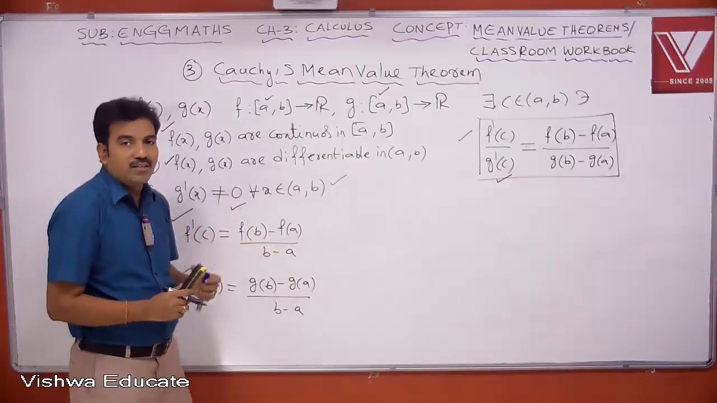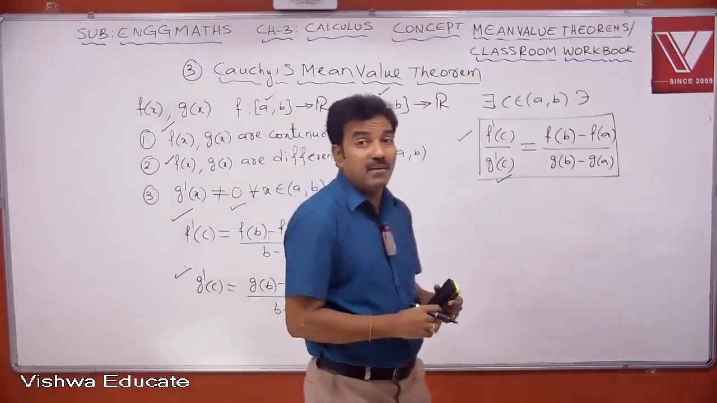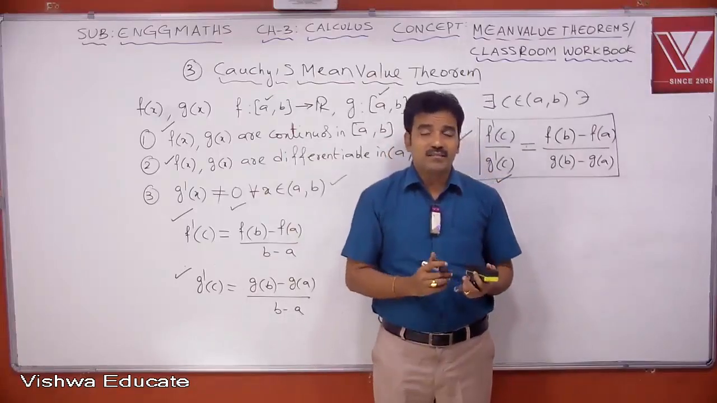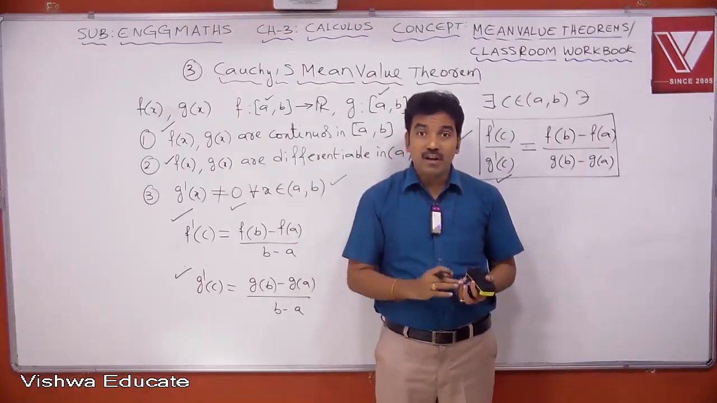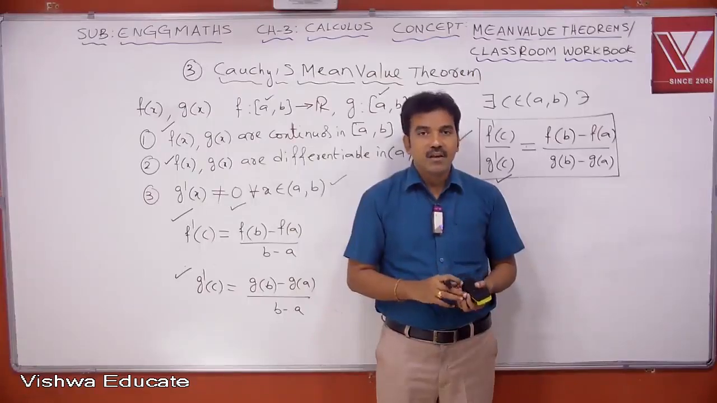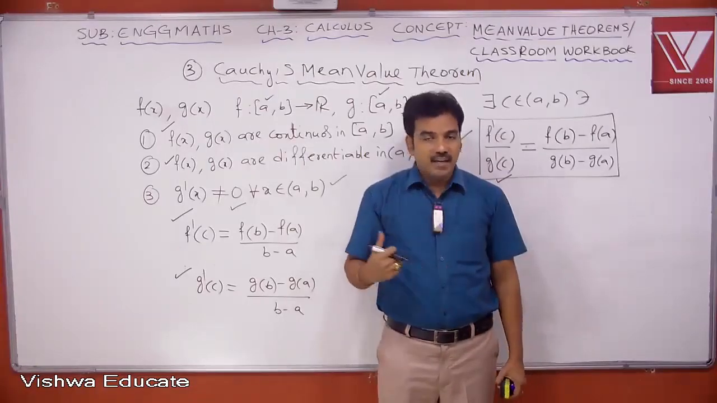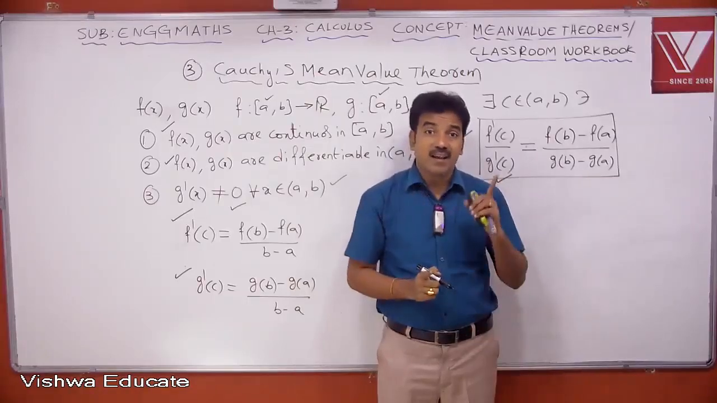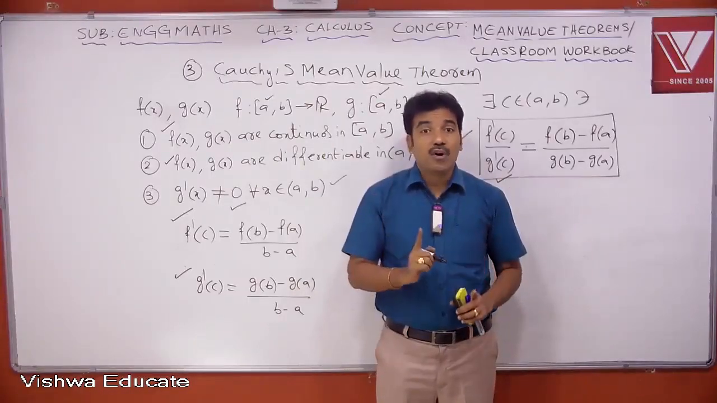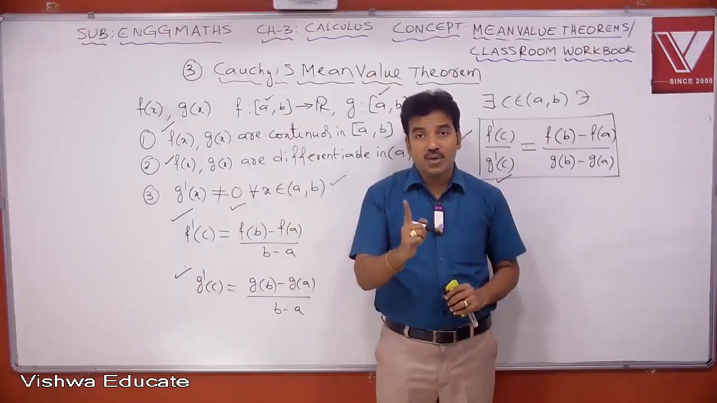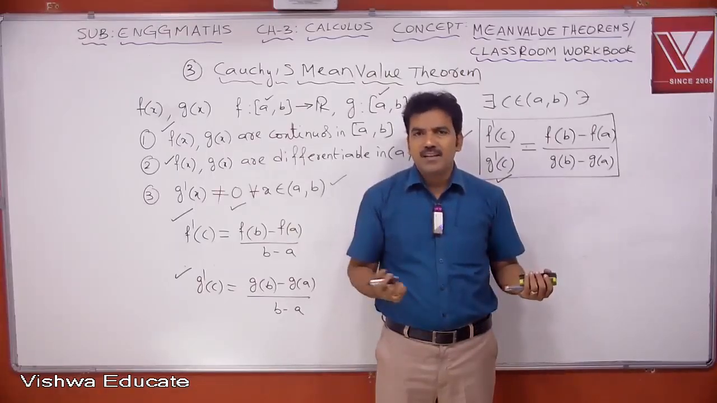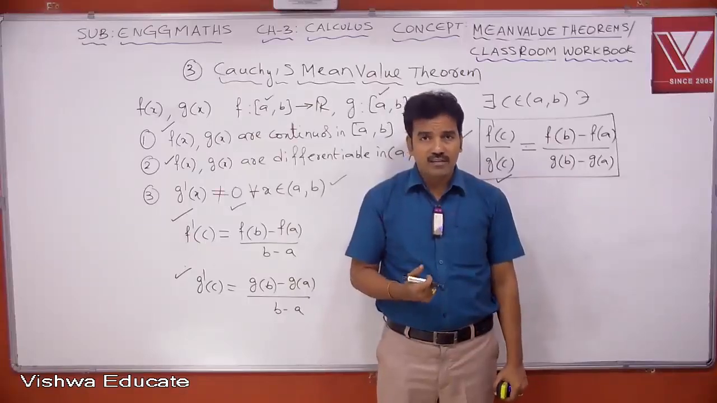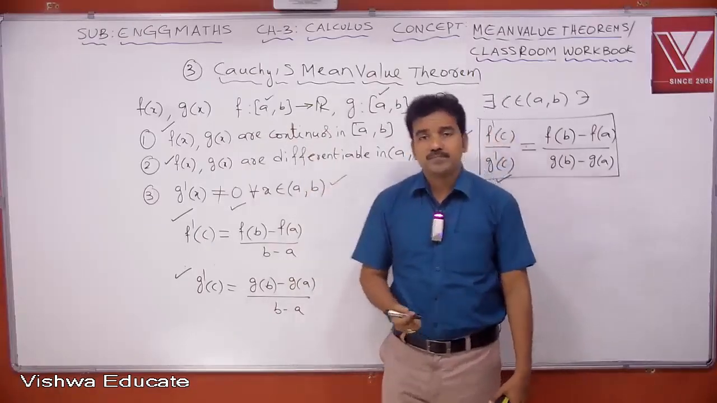So in the examination, if they do not specify the name of the mean value theorem, then how do we get the answer? If two functions are given, then it refers to Cauchy's mean value theorem. If only a single function is given, it can be either Lagrange's or Rolle's theorem. If f of a equals f of b, it comes under Rolle's theorem. Otherwise, it is Lagrange's theorem. So you need not require the name of the mean value theorem during questions. Note this point.